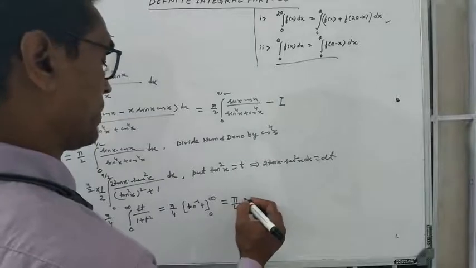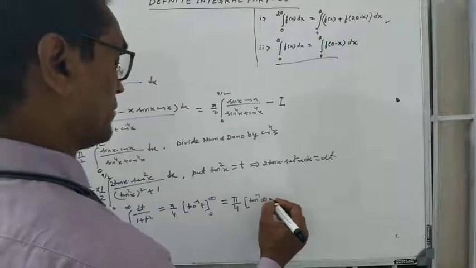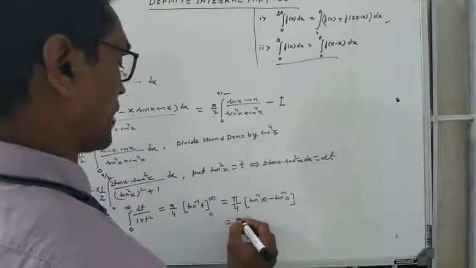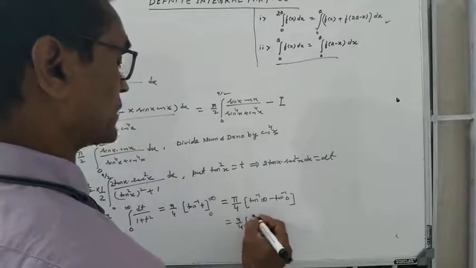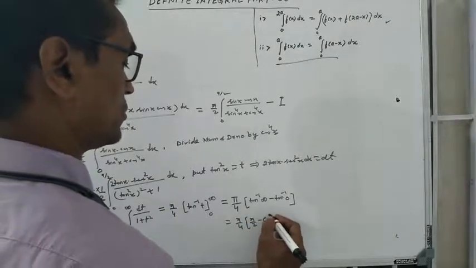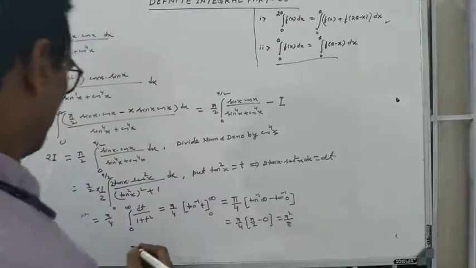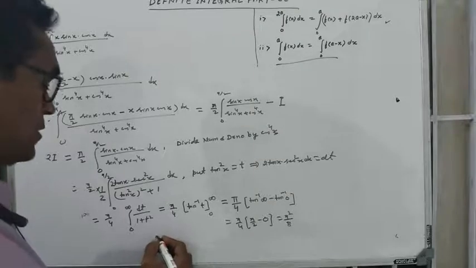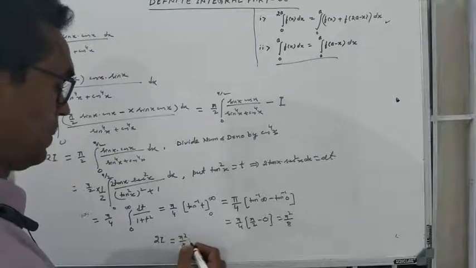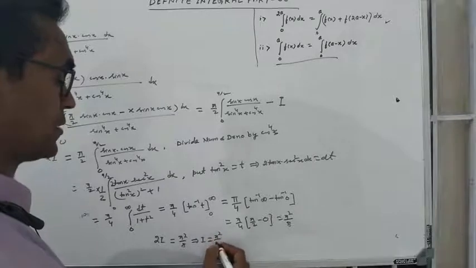This is equal to pi by 4 times tan inverse infinity minus tan inverse 0. So pi by 4, tan inverse infinity is pi by 2, and minus 0. So pi square by 8. So twice I is equal to pi square by 8, and I is equal to pi square by 16.